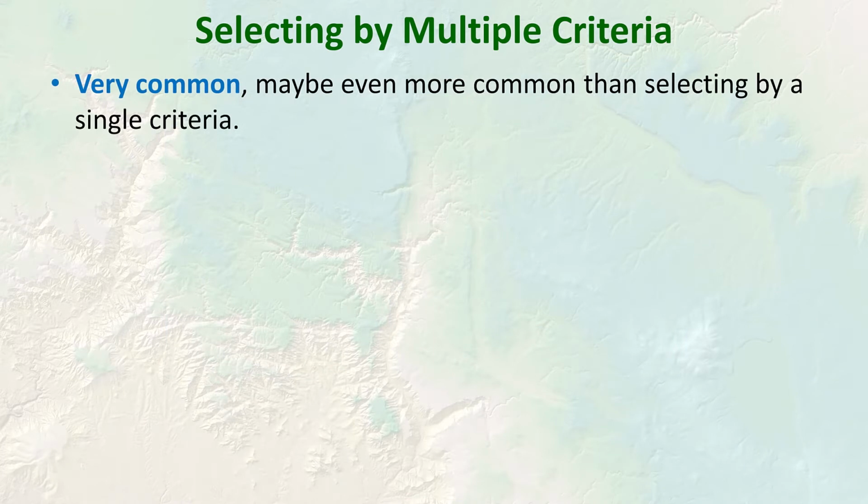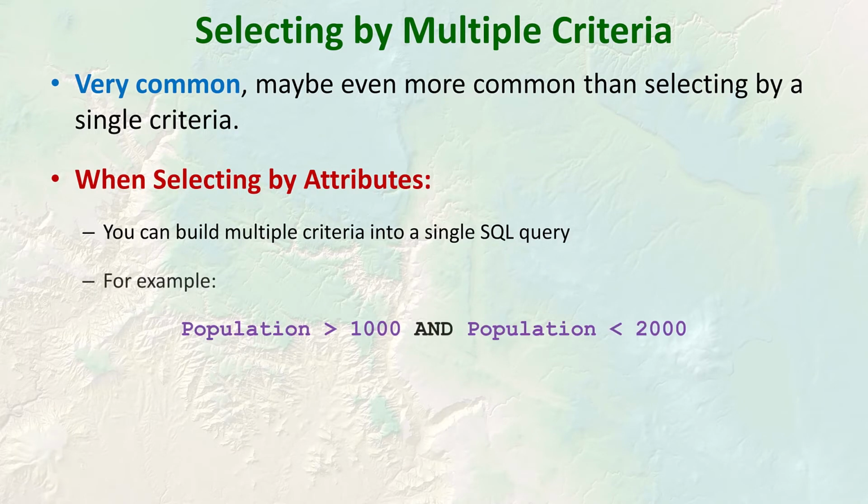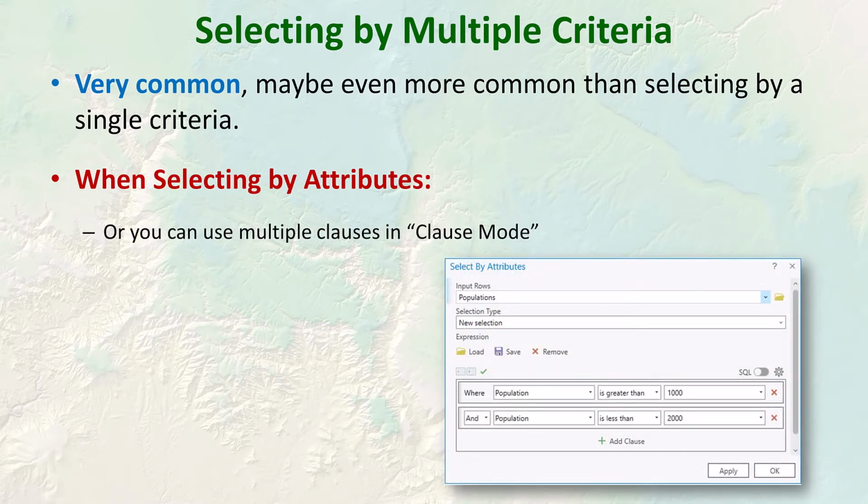And this is a very common thing to do, maybe even more common than just selecting by a single criteria. And these multiple criteria can include both spatial and attribute queries. And one cool thing about attribute queries is that if you're making a compound selection with multiple criteria, you can actually build multiple criteria into a single SQL query string. Now, for example, if I want to select all the cities that have a population between 1 and 2,000 people, well, that's 2 queries, and so it takes 2 steps like you see here in this slide. And you can also build multiple clauses when using clause mode. It's just 2 ways of saying building multiple steps into your query.